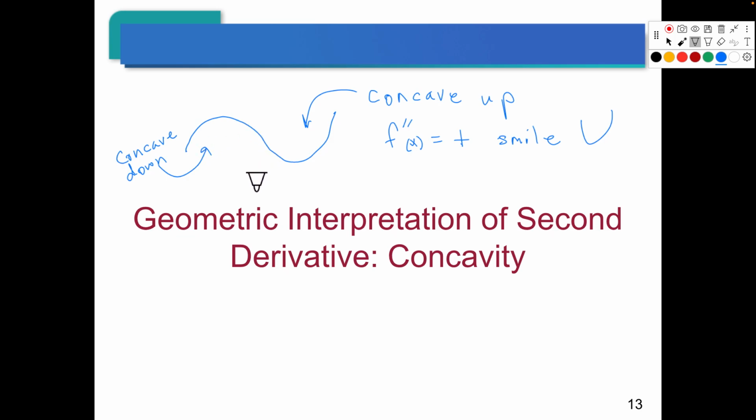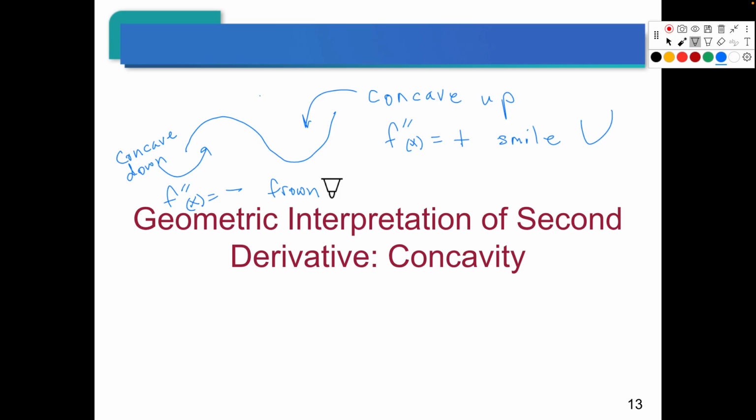Concave down kind of looks like a frown, right? So maybe some negative things are happening. So that is when the second derivative is negative, we're going to have a concave down. And that's how I visually remember it. If the second derivative is negative, I've got some kind of concave down.